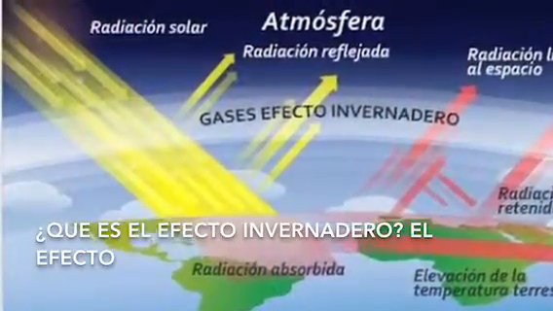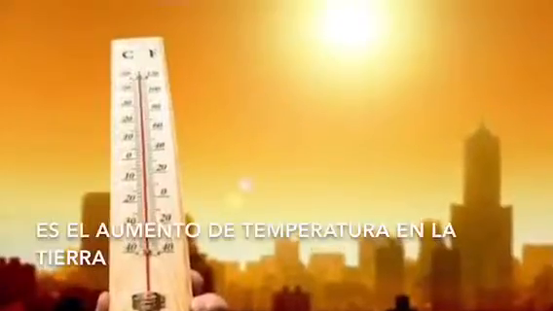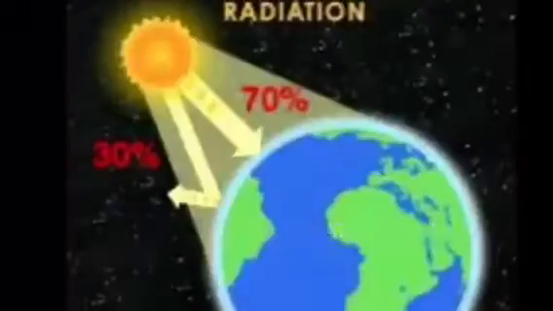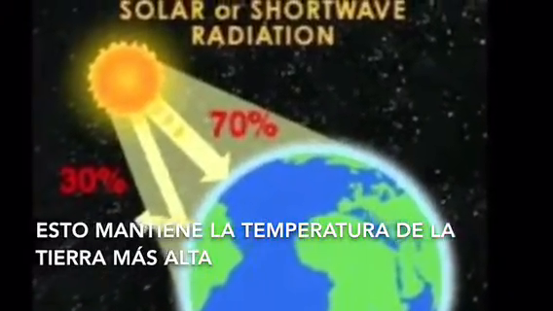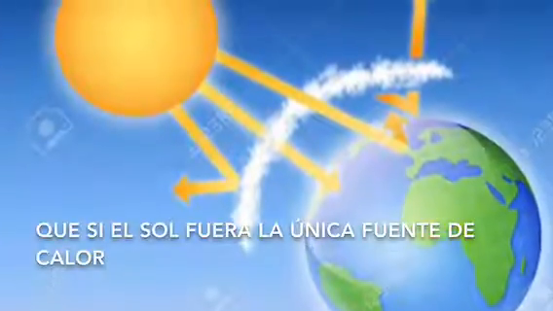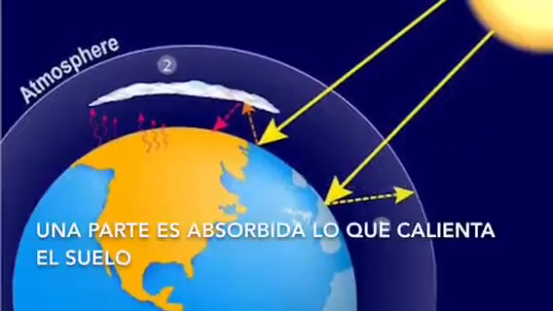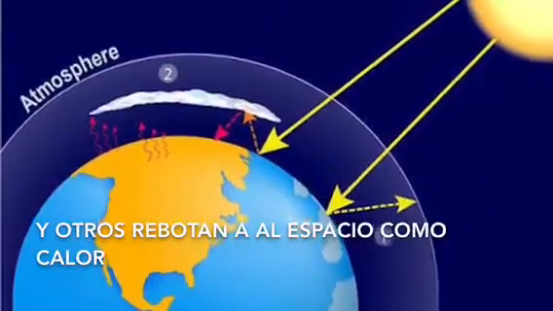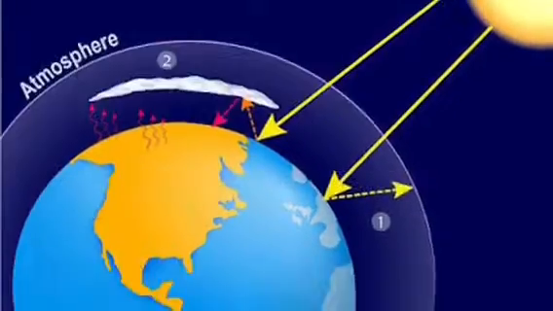What is the greenhouse effect? The greenhouse effect increases the temperature of the air by trapping heat in our atmosphere. This keeps the temperature of the Earth higher than it would be if direct heating by the sun was the only source of warming. When sunlight reaches the surface of the Earth, some of it is absorbed, which warms the ground, and some bounces back to space as heat.